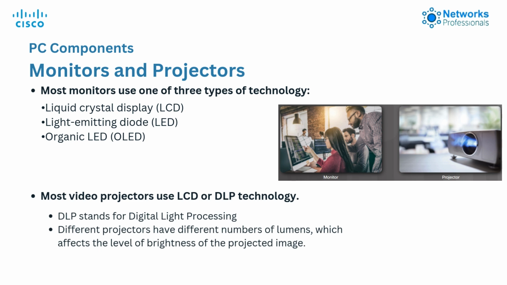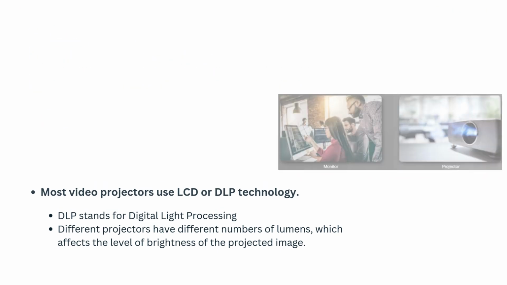Monitors and projectors. Most monitors use one of three types of technology: liquid crystal display, LCD, light-emitting diode, LED, organic LED, OLED. Most video projectors use LCD or DLP technology. DLP stands for digital light processing. Different projectors have different numbers of lumens, which affects the level of brightness of the projected image.